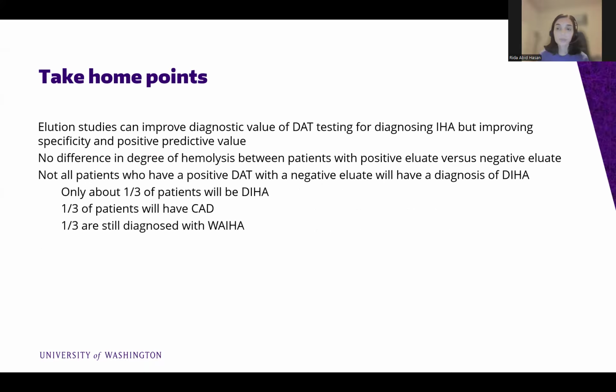And then the third take-home point is that not all patients who have a positive DAT with a negative elution will have a diagnosis of drug-induced hemolytic anemia. Cold agglutinin disease should also be on your differential for these patients, and you cannot fully exclude that they might have warm autoimmune hemolytic anemia despite the elution being negative. Perhaps the reaction strength was just very weak, but they still could have significant warm autoimmune hemolytic anemia that requires treatment. And these are some of my references.